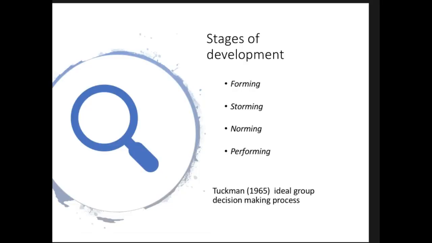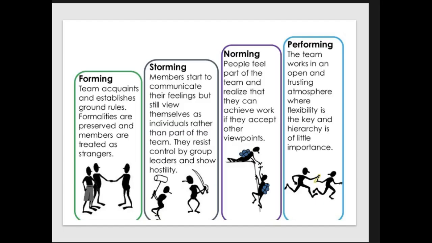Most people are familiar with Tuckman's stages of development: forming, storming, norming, and performing. He came up with these in 1965, and I do have the original article posted under our readings for this lens. So Tuckman says, and I'm just going to go over this really quick, that in forming, the team acquaints and establishes ground rules. How are we going to work together? Formalities are preserved, and members are pretty much treated like strangers.